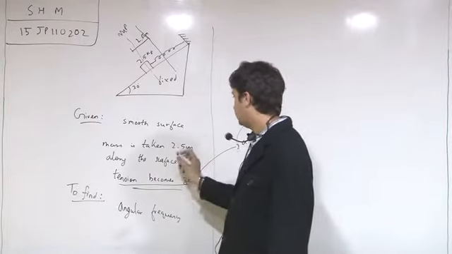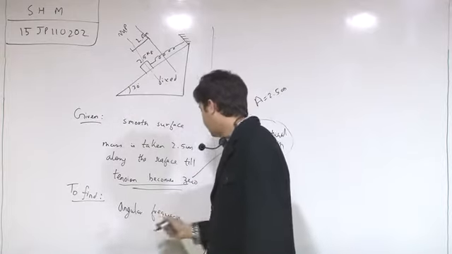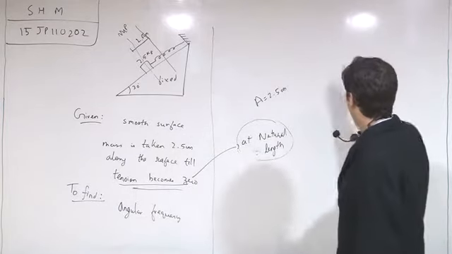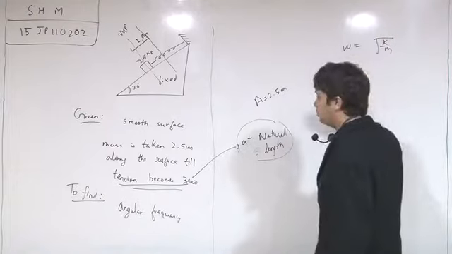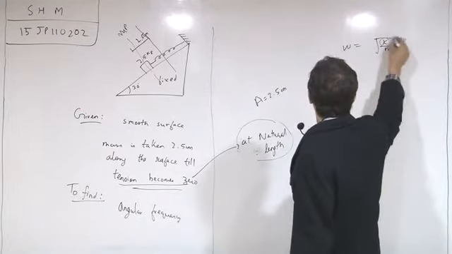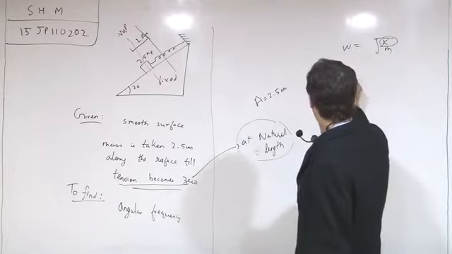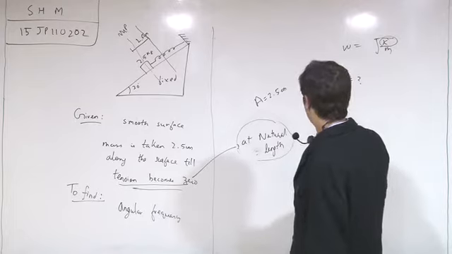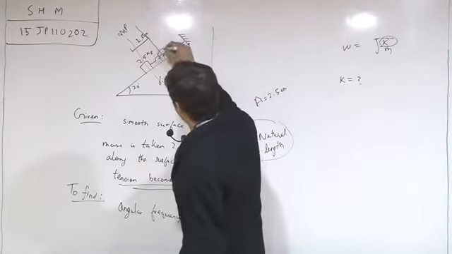What else is given? This angle is 30 degree, and we have to find the angular frequency, which we always know is under root k by m, since it's a spring block system. But the thing is that we don't know the value of k, so we have to find the value of k, and if we find the value of k we can get our answer. So how to find it? What is the information being given here?